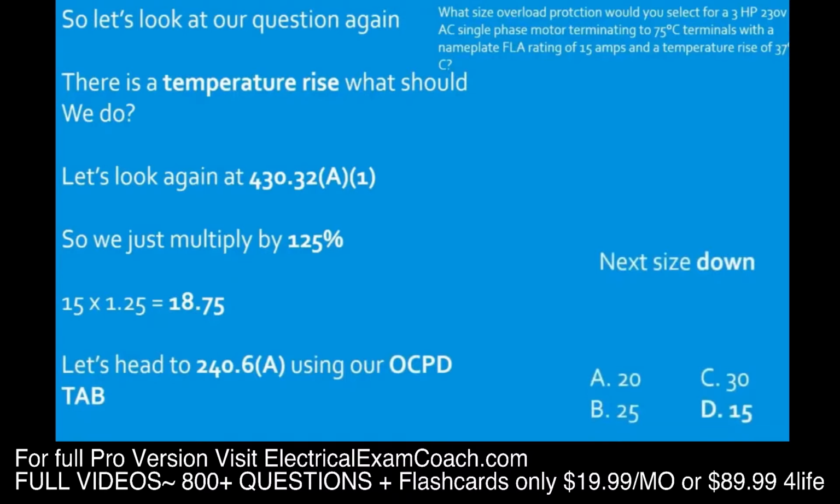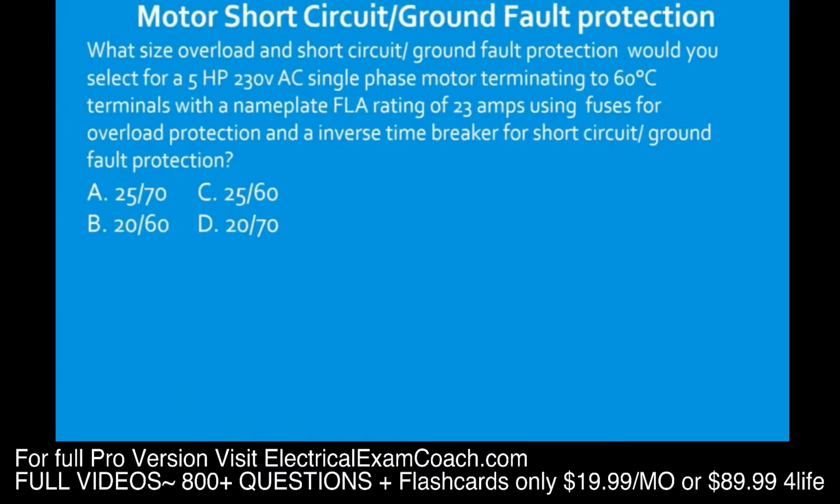Great job. What size overload and short circuit ground fault protection would you select for a 5 horsepower, 230 volt AC single phase motor terminating to 60 degree C terminals with a nameplate FLA rating of 23 amps using fuses for the overload protection and an inverse time breaker for the short circuit ground fault protection?